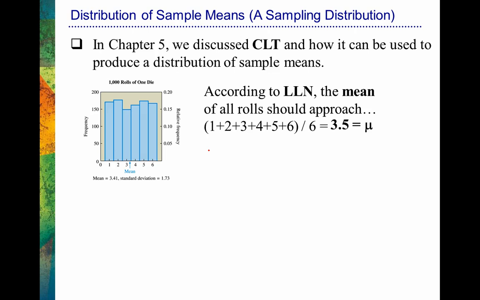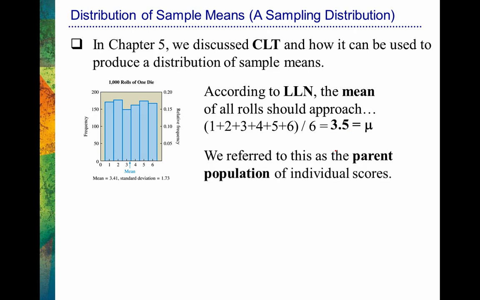So for example, it's easy enough to see what the true mean should be when we're looking at one die and rolling it many, many times, because every option on those 6 sides of a die is equally likely to come up. So a 1, a 2, a 3, a 4, a 5, or a 6. Those options are all equally likely to come up when you roll one die. Well, over the long run then, we should find that the mean of all those rolls should approach 3.5.